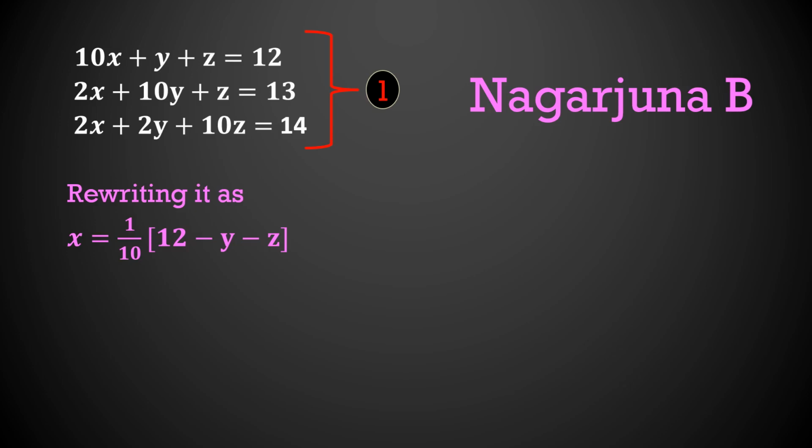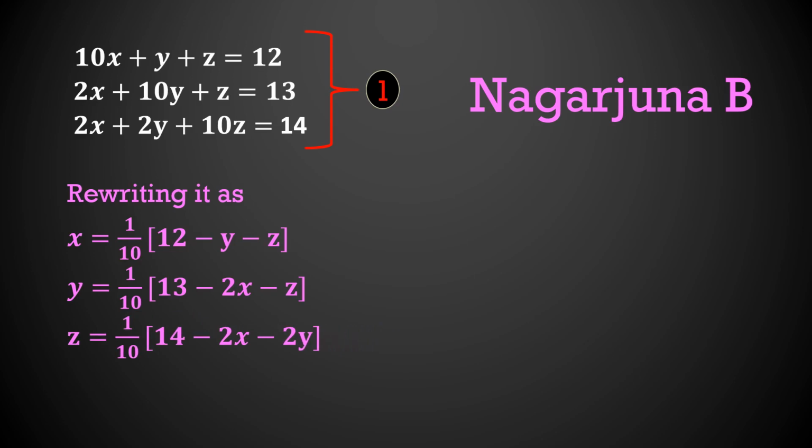Similarly, consider the second equation, 2x plus 10y plus z. Now we can write 10y is equal to 13 minus 2x minus z. Therefore, y is equal to 1 by 10 into 13 minus 2x minus z. Next, the third equation, 2x plus 2y plus 10z is equal to 14. So we can write 10z is equal to 14 minus 2x minus 2y. Therefore, z is equal to 1 divided by 10 into 14 minus 2x minus 2y.